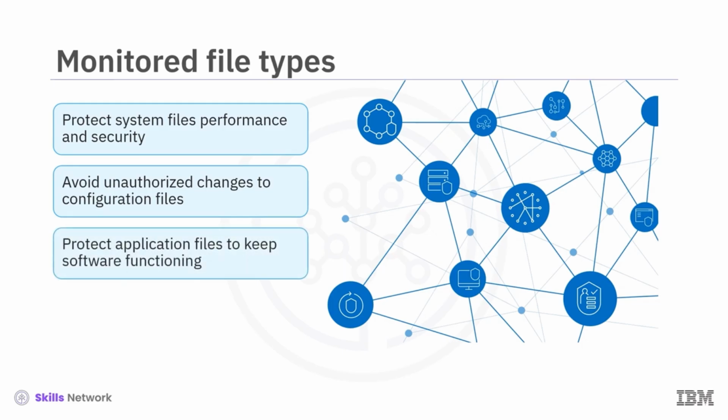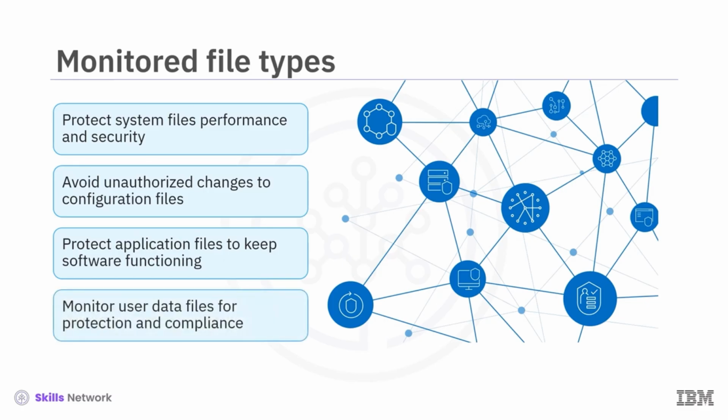Application files include executable files and associated resources necessary for running applications. Protecting application files ensures that the software functions correctly and securely. And finally, user data files are essential data files used by applications that may contain sensitive information. Monitoring these files helps protect user data and ensures compliance with data protection regulations.